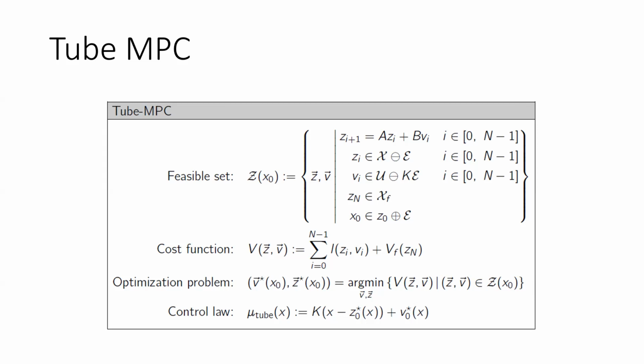And then for the cost function, likewise, you are just ignoring all the effects of the W. You're just taking into consideration only the nominal system, and then you're optimizing over it. And this is the ultimate control law, which is the same as the previous page.